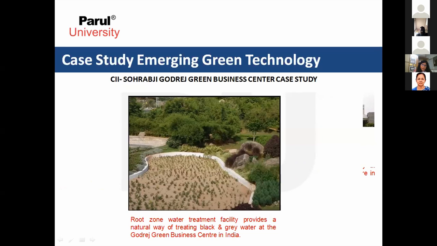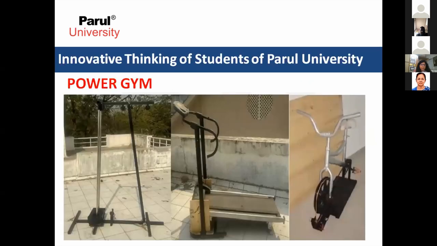Then a root zone water treatment facility is provided, a natural way of treating black and gray water at the Godrej Green Business Center in India.